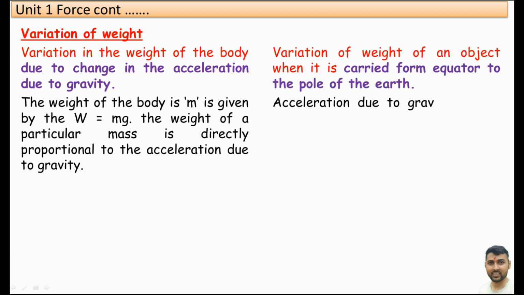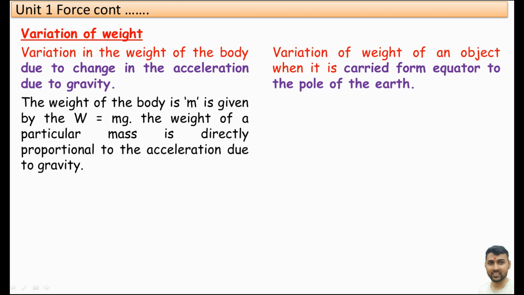Likewise, variation of weight of an object when it is carried from the equator to the pole of the earth. As you know, the earth is not perfectly spherical. The polar radius of the earth is comparatively less than the equatorial radius of the earth.